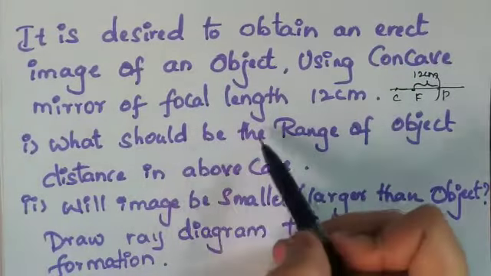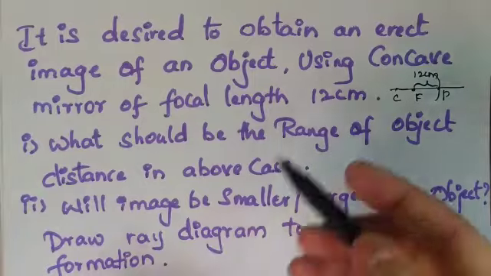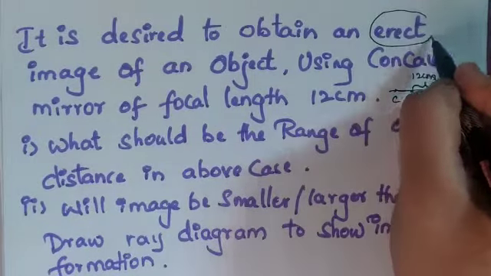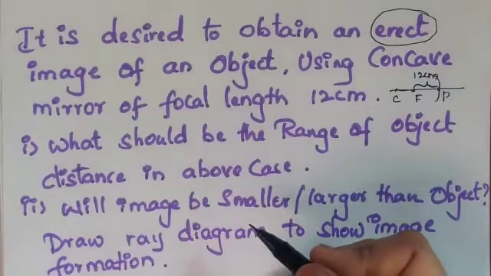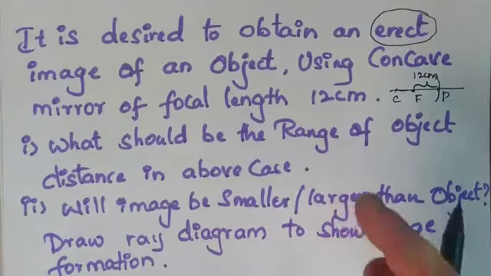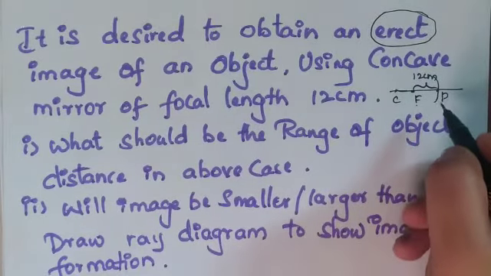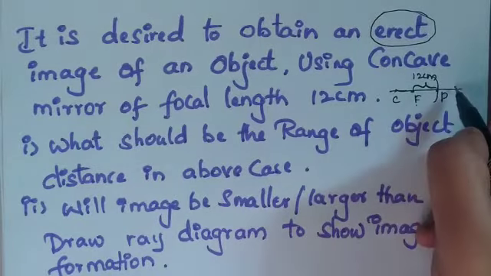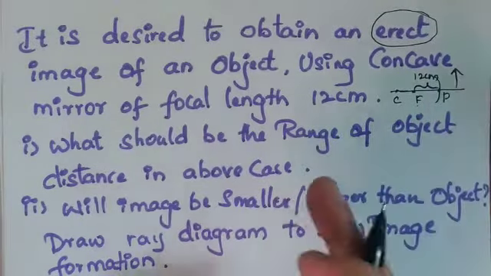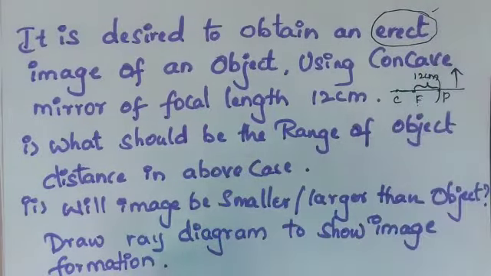What should be the range of object distance in the above case? That means where the object should be placed, given the condition that we have to obtain an erect image. You know what an erect image means. If you want to form an erect image, where should the object be placed? Only in the case of a concave mirror, when I keep the object between the focus and the pole, will the image formed be erect. That is, it forms behind the mirror and it will be in an upright position. That is how an erect image is.